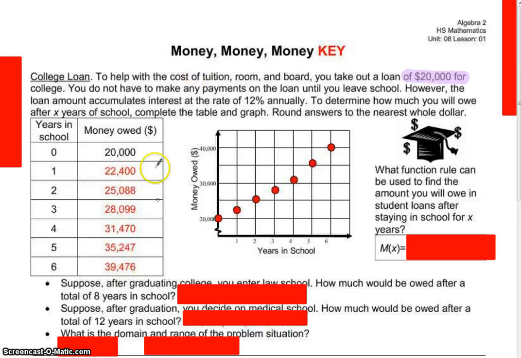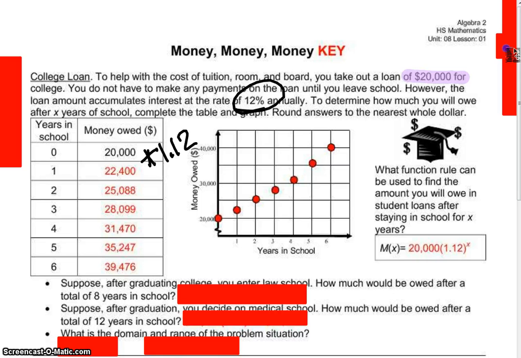If you're confused about where these numbers came from, we multiplied by 1.12 every time, and that came from our 12%. So what function rule can be used to find the amount you will owe in student loans after staying in school for x years? Well, what was A? 20,000. And what is my rate? 12%. So 20,000 times 1.12. The reason it's 1.12 is you've got to have the 1 to keep your 20,000 going, and then you've got your 0.12 for the 12%.